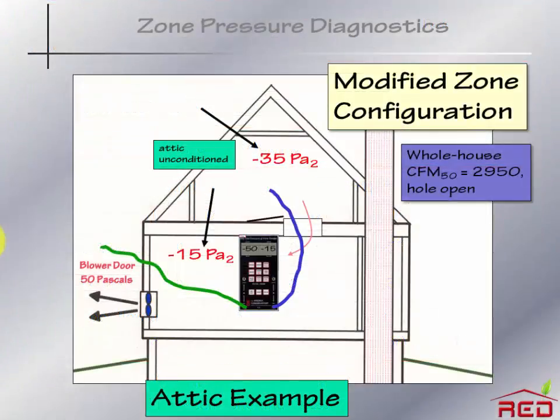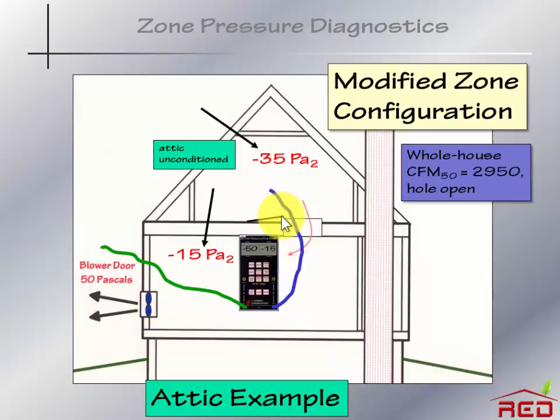Now that we've looked at the initial zone configuration, we're going to look at the modified zone configuration. In other words, how are we going to change things so that we get different pressures and a different whole house CFM50? We compare that with the initial case, and it gives us the results we need with the use of our calculation tool. We are still measuring from the house with reference to the zone. We have a blue hose up in the attic.